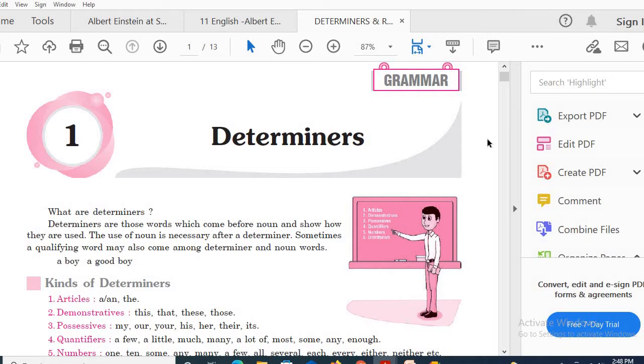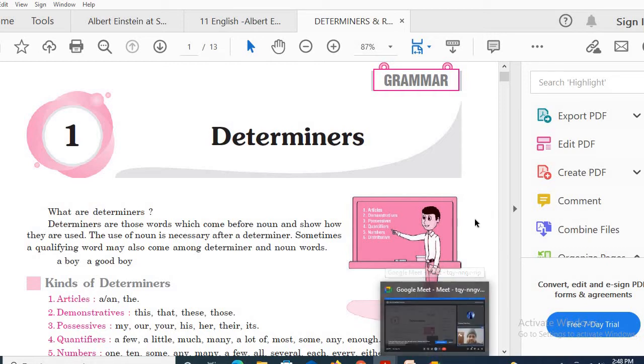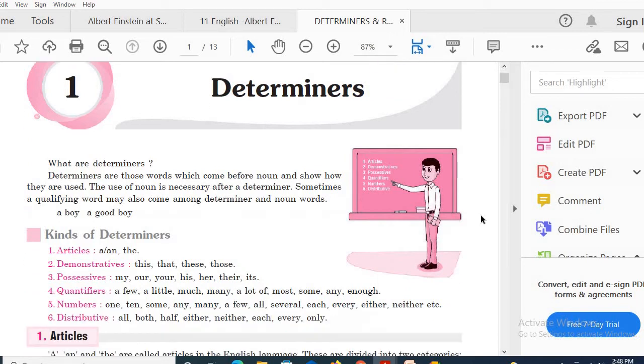Please let me know. Please confirm. Biprodeep, can you see the screen? Sentence reordering I already did with you. Now I am doing this one, determinants, and I hope that you can see the screen.